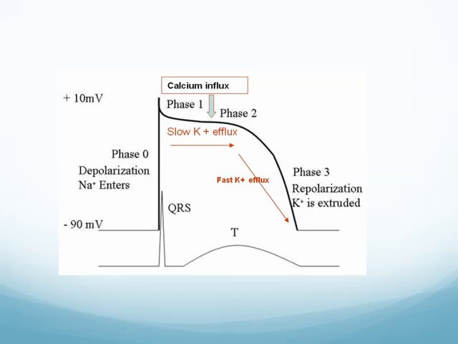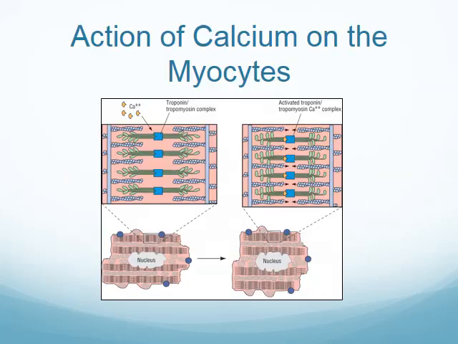A little better picture of it that'll help you understand a little more. We have our phase 0, and remember, this one doesn't show phase 4, but phase 4 is down here with our passive sodium influx. Once we hit phase 0, we have our active sodium influx into the cell. That's when depolarization occurs. We get our slow potassium efflux and our fast potassium efflux during repolarization. Right here between phase 1 and phase 2, we have an influx of calcium, which is what is going to actually promote contraction of the myocyte. We'll look at that a little closer here.